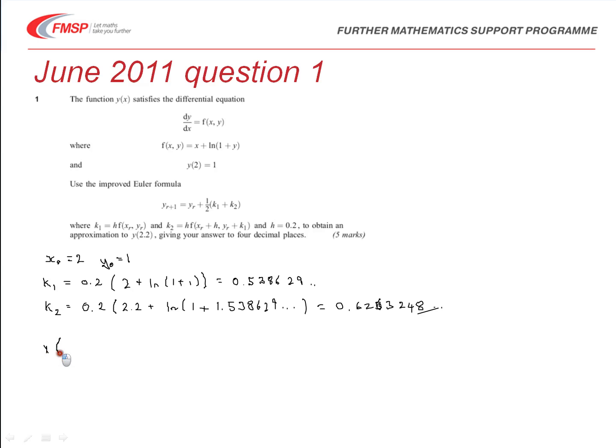So our new value of y when x is 2.2 will be given by, well, the formula is the previous value of y, which was 1, plus an average of k1, which was the value 0.538629, plus the value of k2, which is 0.6263248.